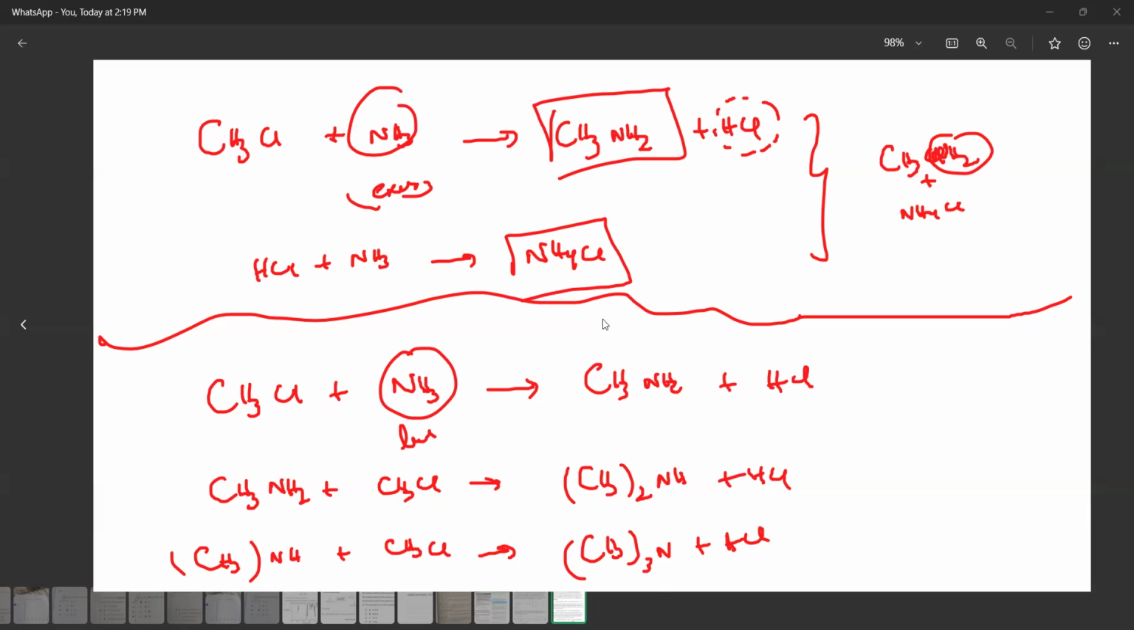Yes, if a limited amount of ammonia, then more substitution happens, more hydrogens will be substituted. Still it is a nucleophilic substitution reaction, that's right. But the number of substitutions will be more. Multiple times it will undergo substitution. But with the excess of ammonia, only a single time it will undergo substitution.